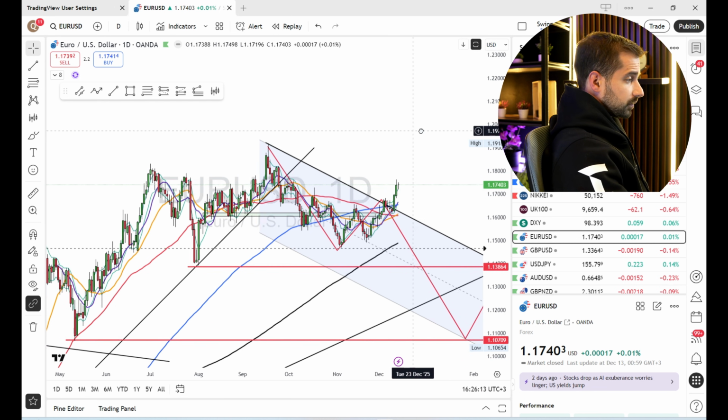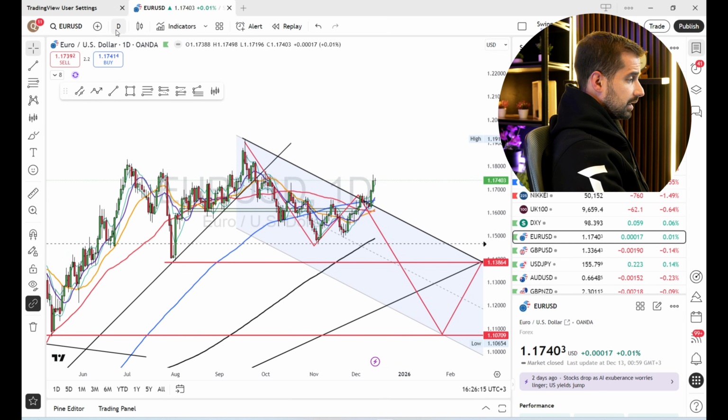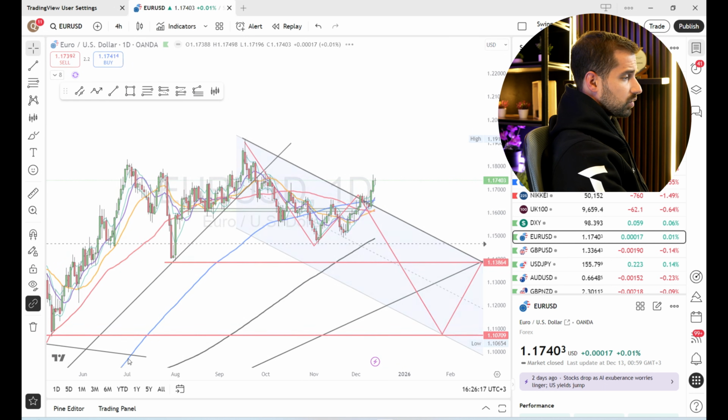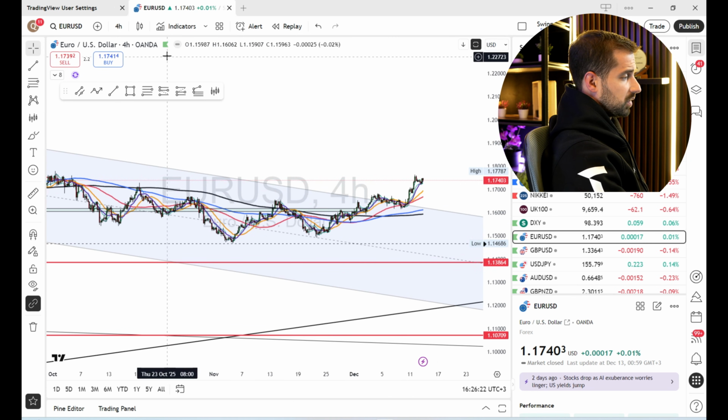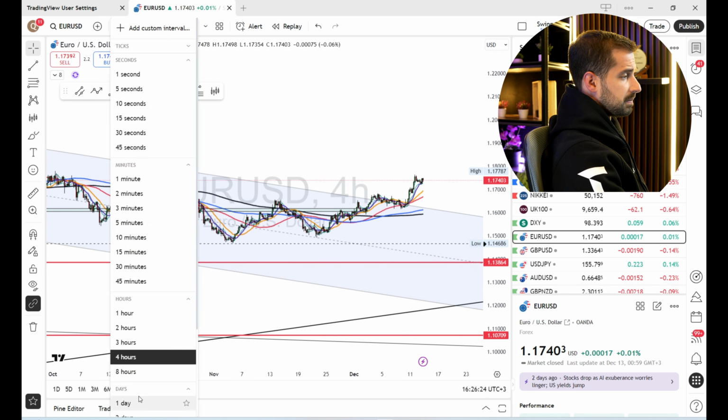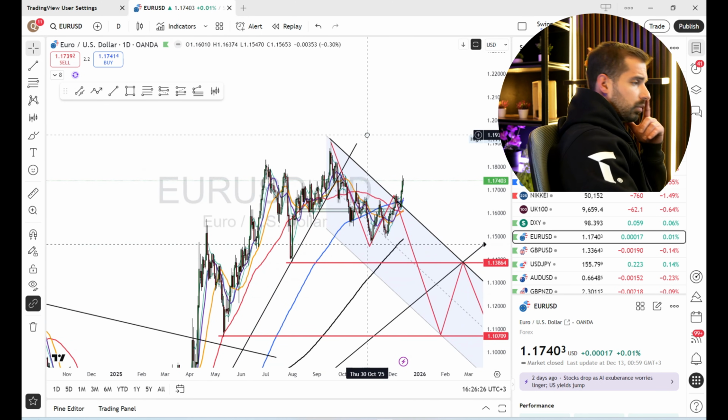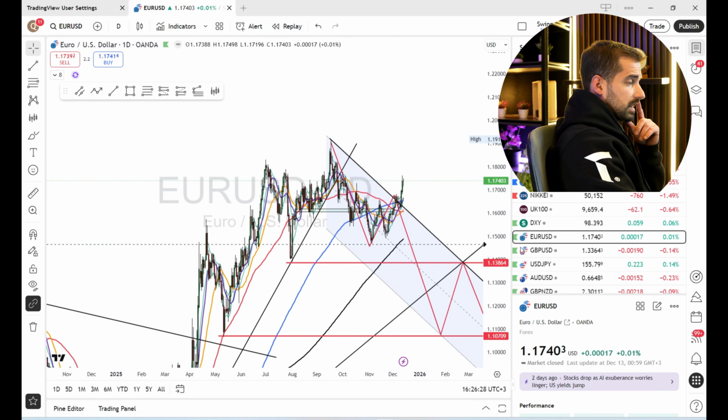Okay, so that's for the daily on Euro. Also the 4 hours is trending beautifully. It's very clean. We move now to GBP USD.